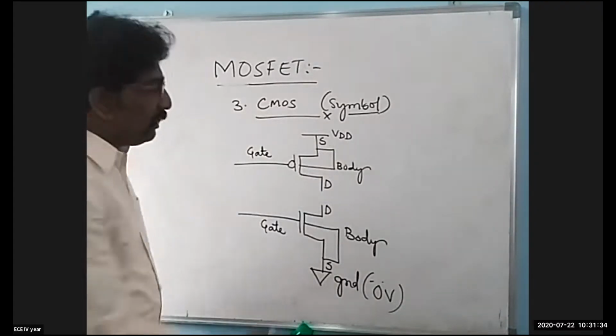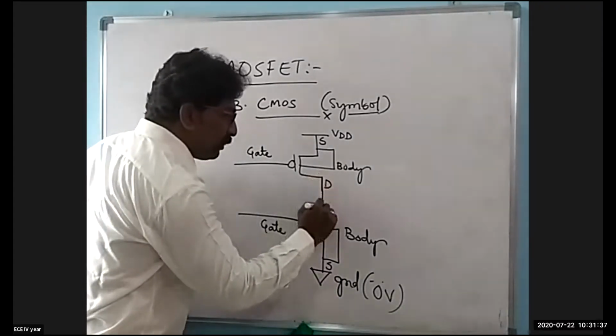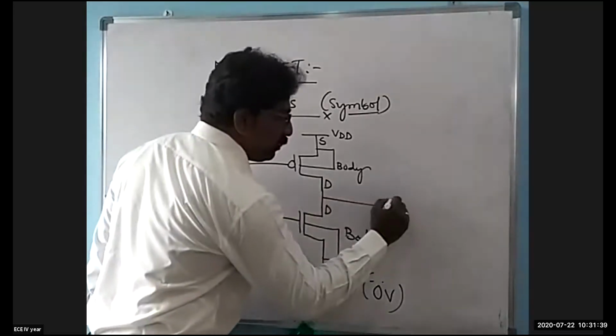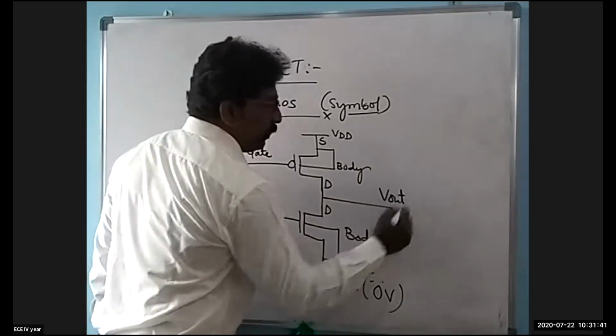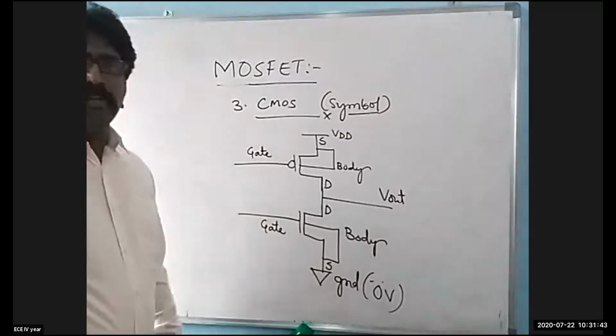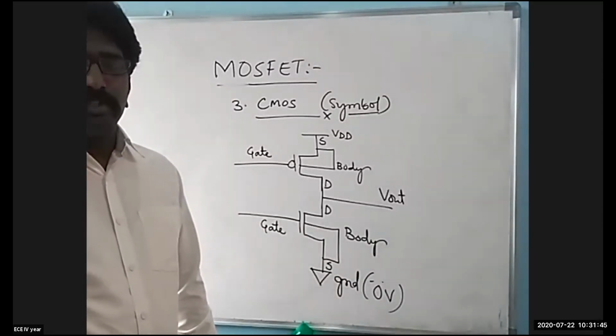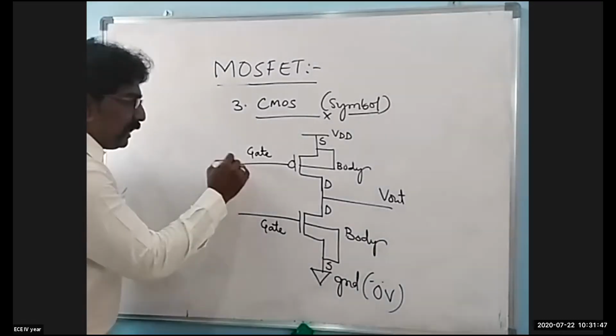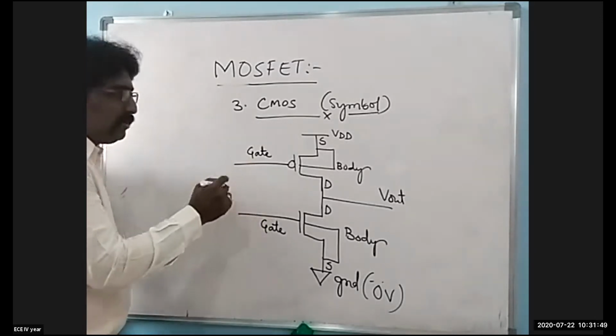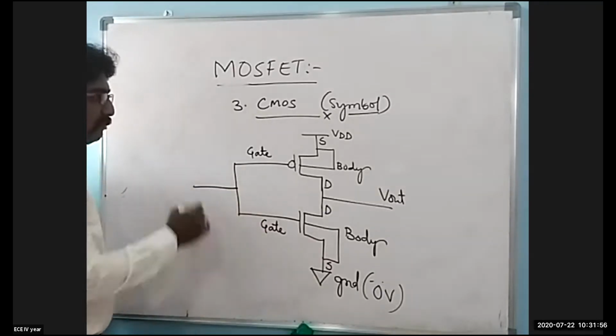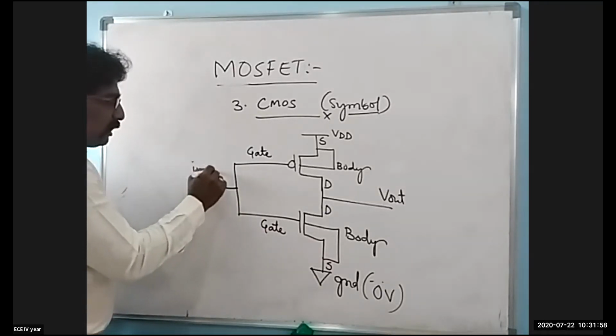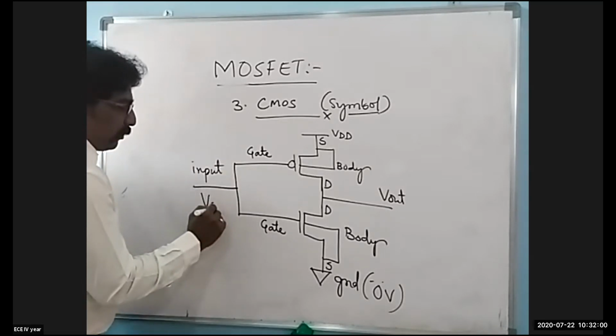For that, both the drains have to be connected, and this is the place where your output is obtained. This is where your voltage output, Vout, is fed out. Then I need to give a combined input here. So I need to short the gate terminals, and this becomes my input signal, which I can write as Vin.